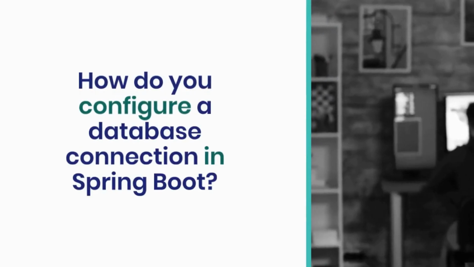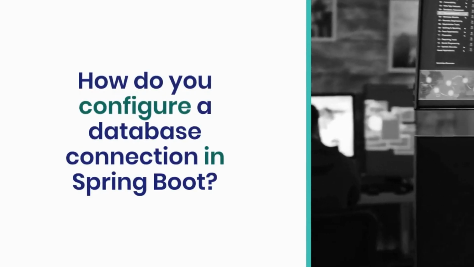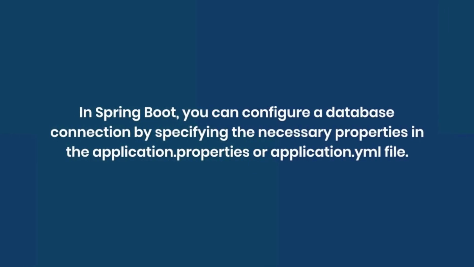How do you configure a database connection in Spring Boot? In Spring Boot, you can configure a database connection by specifying the necessary properties in the application.properties or application.yml file.